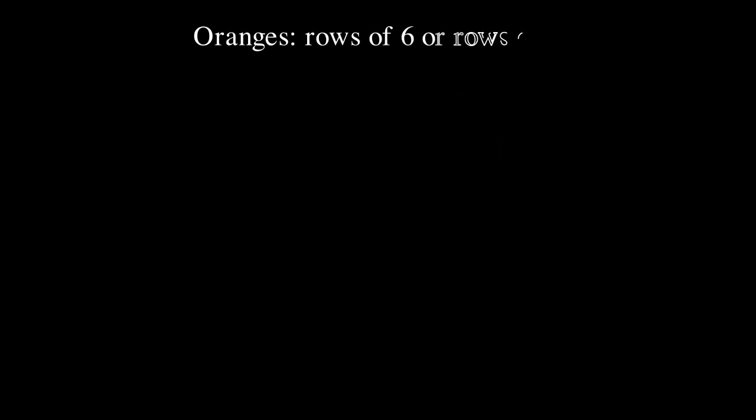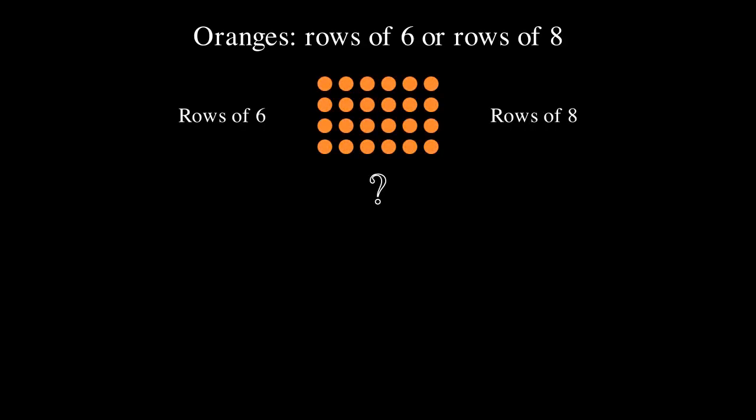Find the smallest number of oranges a vendor could have, if the oranges can be arranged into rows of exactly 6 or rows of exactly 8, with none left over either way. We need a total that can be built as an exact stack of 6s and also as an exact stack of 8s, and we want the smallest such total.